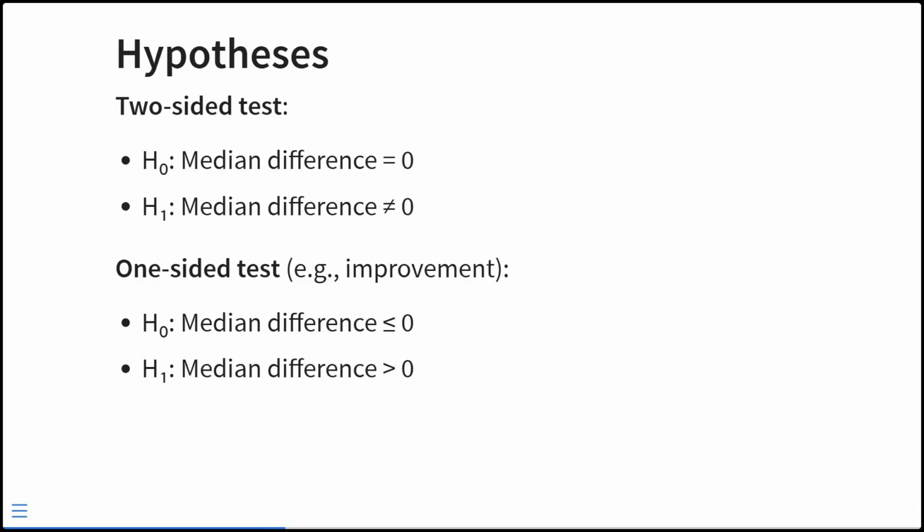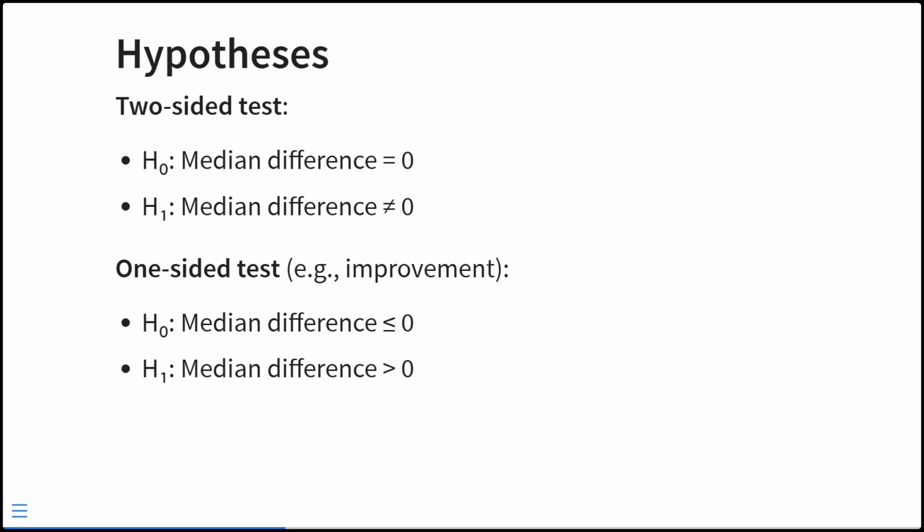So this is the hypothesis. First of all, for a two-sided test, the null hypothesis is that the median difference is 0. That means they are actually equal; there is no significant difference between their medians. While the alternative hypothesis is that there is a significant difference between their medians.